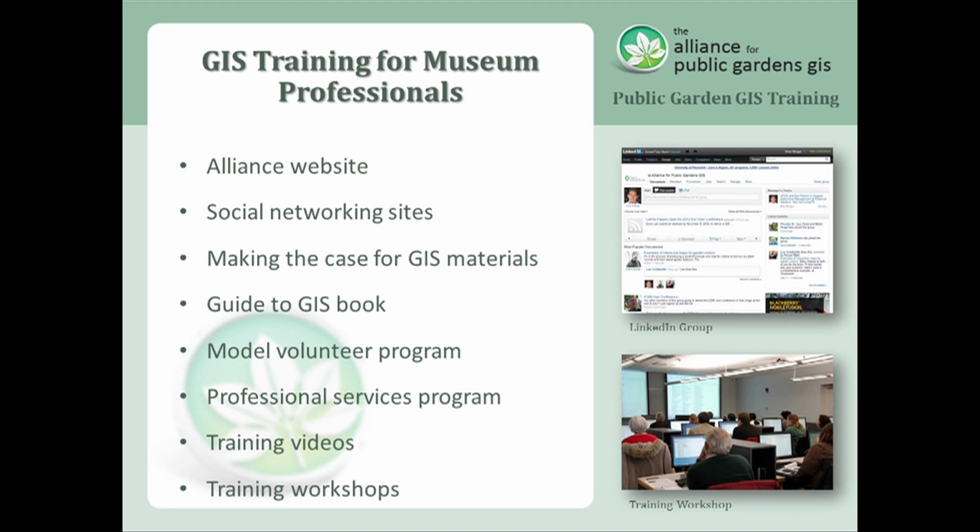And now I'd like to talk a little bit about the grant program that we've been working on at the UC Davis Arboretum. We have a grant from the Institute of Museum and Library Services to develop a GIS training program for museum professionals, which this video series is part of those grant deliverables. And this grant has helped us to develop the Alliance for Public Gardens GIS website, helped us to put all these social networking sites in place that I was just talking about.